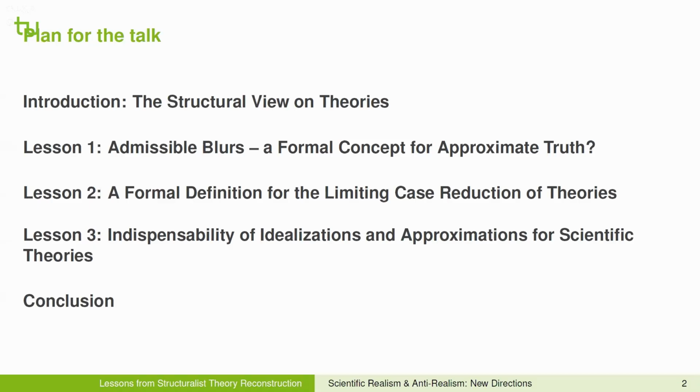The first will be a proposal to define what approximate truth might be in a formal sense. So I will use admissible blurs from the structural view on theories. The second lesson will be a formal definition for limiting case reduction of theories. I mean, it's very important in the epistemic debate, but also in the scientific realism debate. And then in the end, I will give you at least a sketch of an argument for an instrumentalist view on scientific theories by pointing towards the indispensability of idealizations in our theories.